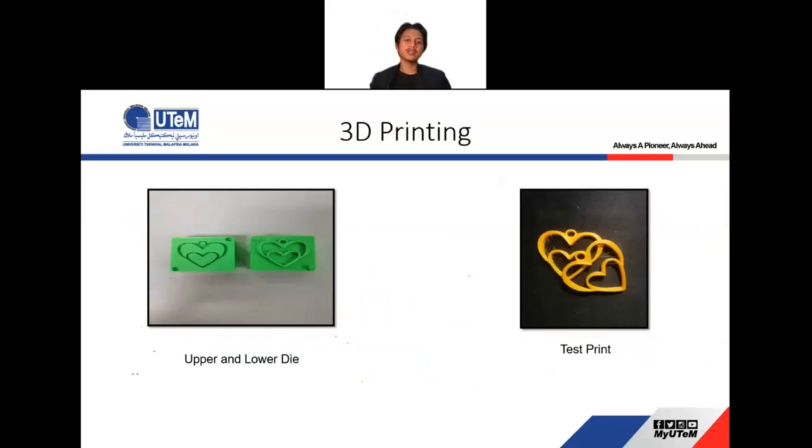So on the 3D printing, as you can see, this is the result, the upper and lower die, and the right side is the test print, which represents the gold bracelet itself.